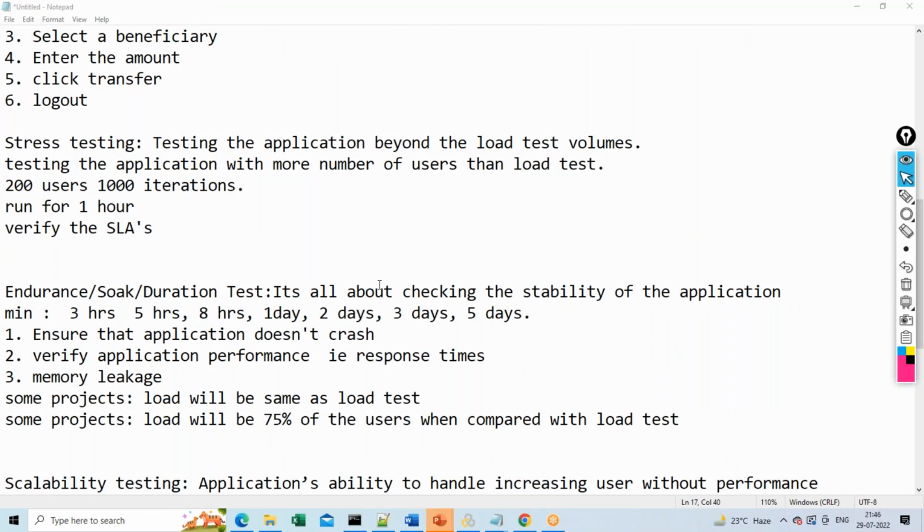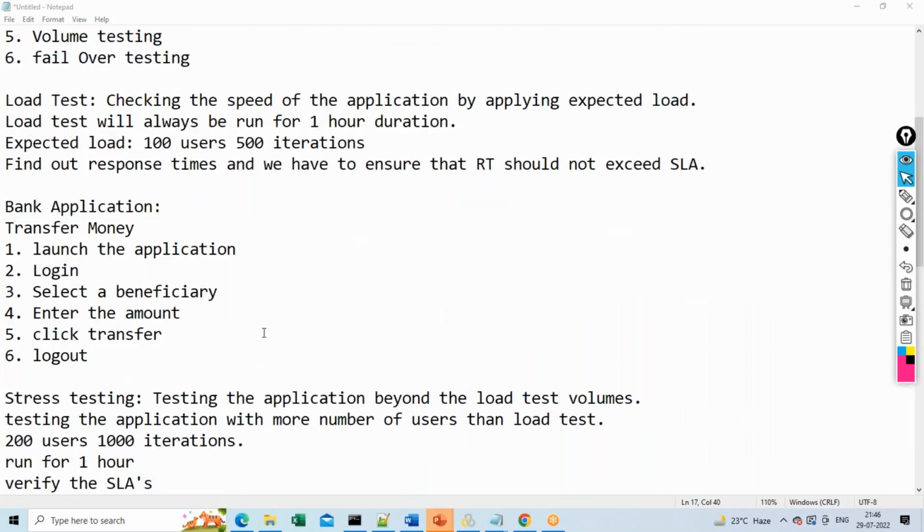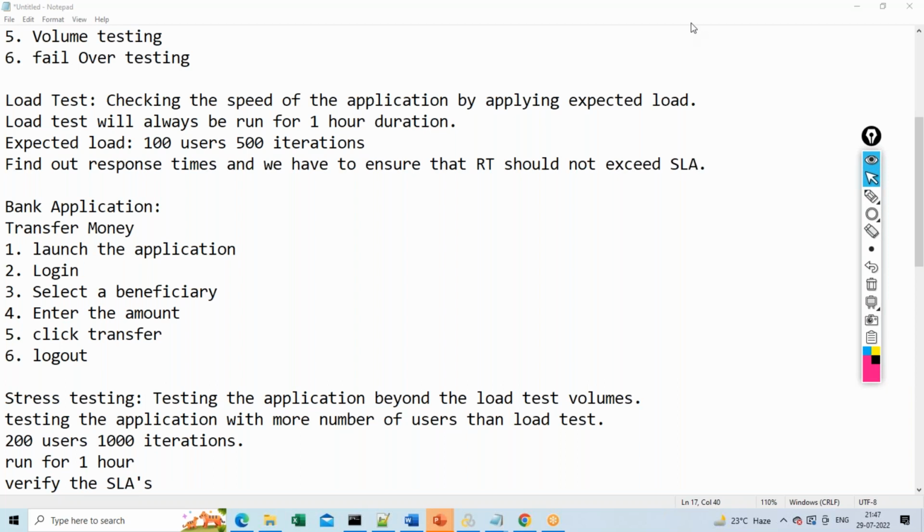I will tell you how to create these scenarios in Controller practically. This is just a theoretical session where we are understanding different types of performance tests. At least if someone is asking you, you should be able to tell what is a load test, what is a stress test, what is endurance test, and what is volume test. Hope you got some clarity today. If you don't have any questions, let me see.